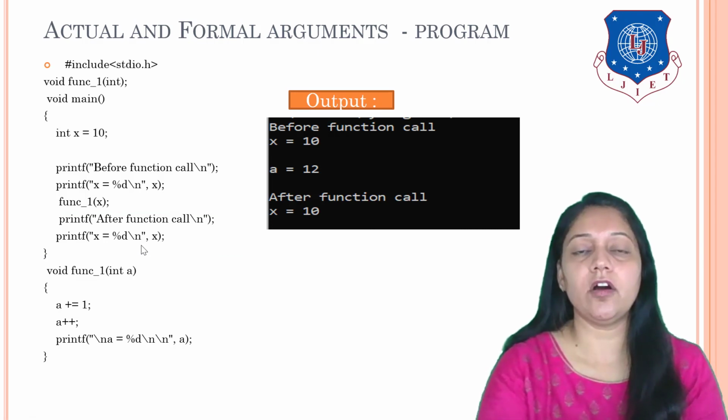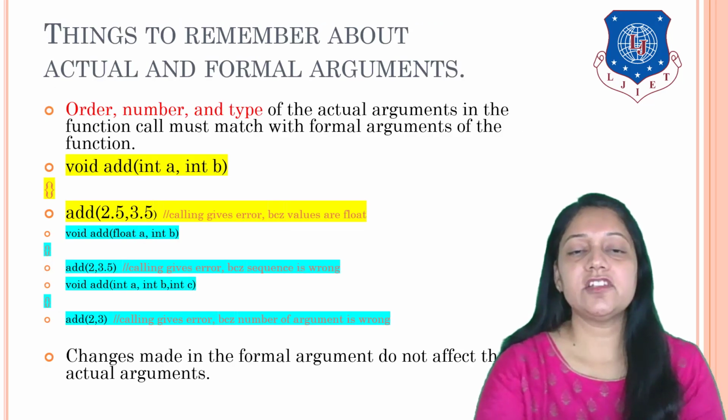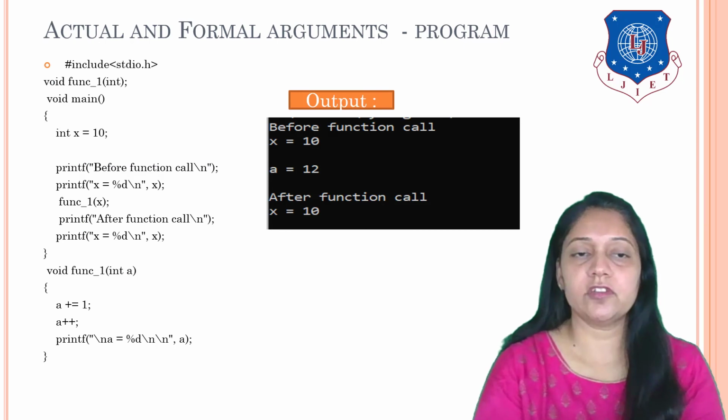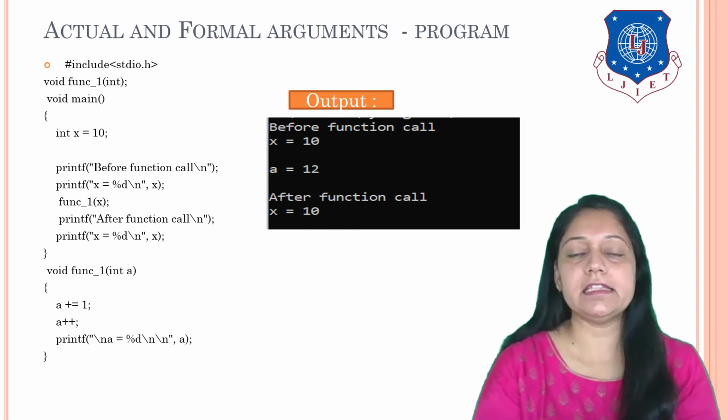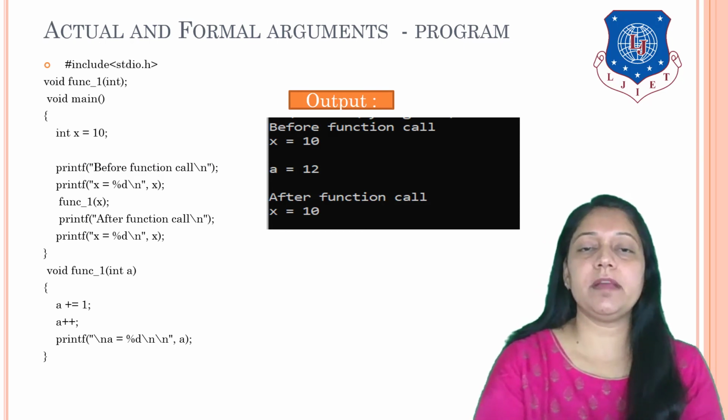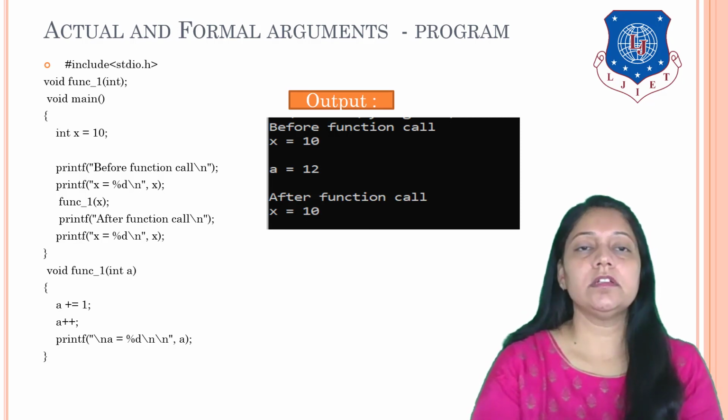That was the meaning of the statement that changes made in the formal argument do not affect the actual argument. Though we changed the value of a inside the function, the value of x remains as it was. So this was all about the actual and formal arguments in a function.